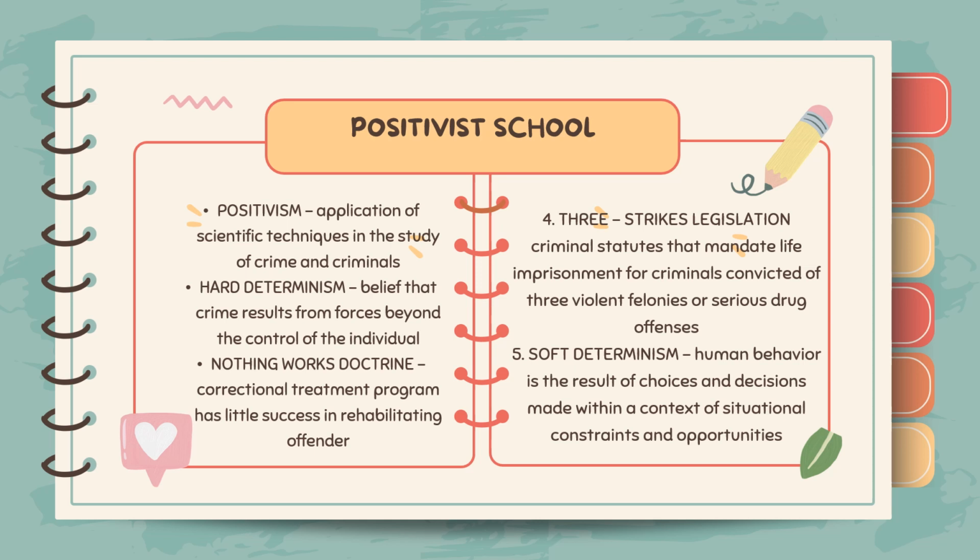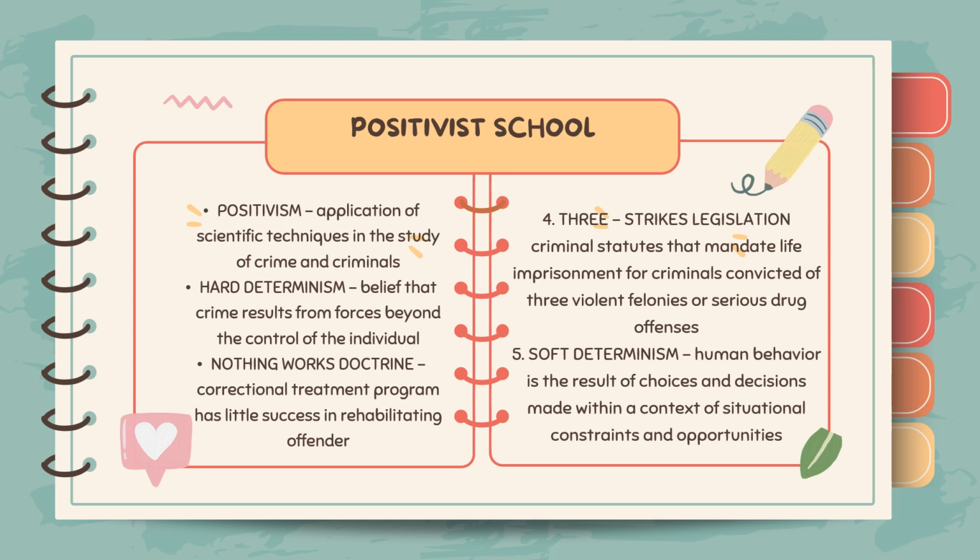Then these are the concepts associated with the positivist school of thought. We have positivism, hard determinism, nothing works doctrine, three strikes legislation, and soft determinism. When we talk about positivism, it refers to the application of scientific techniques in the study of crime and criminals. So it has been evident that in the positivist school, they use scientific techniques. Cesar Lombroso used scientific techniques when it comes to studying crimes. And we have hard determinism. It's a belief that crime results from forces beyond the control of the individual.